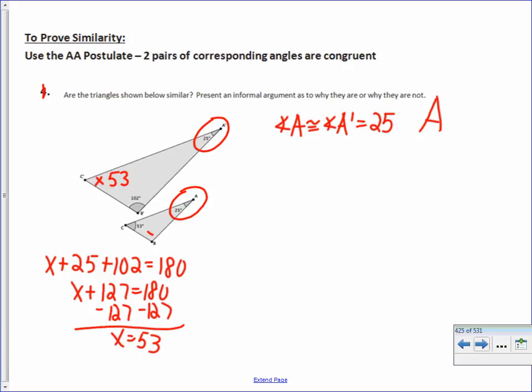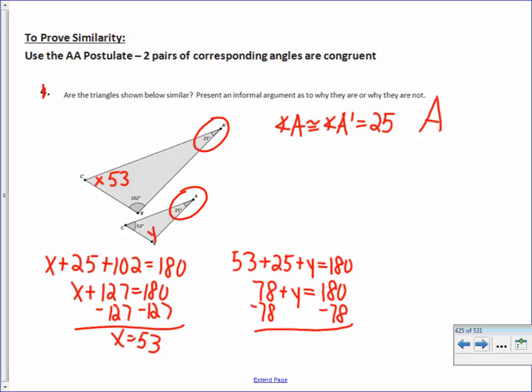Let's do the same thing now in the other triangle. I'm going to just call it Y. So I have 53 plus the 25 plus Y. That has to equal 180. And when I add these two angles up, I get 78 plus Y equals 180. Subtract 78 from both sides. And I get Y to equal 102.